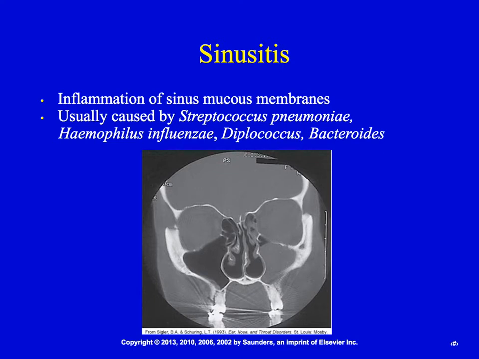And these are the different types of bacteria that could potentially cause a sinusitis: the strep, Haemophilus influenzae, Diplococcus, Bacteroides. It's just a picture of the inflamed sinus here on a CT scan. So it just kind of gives you an idea of what that looks like.